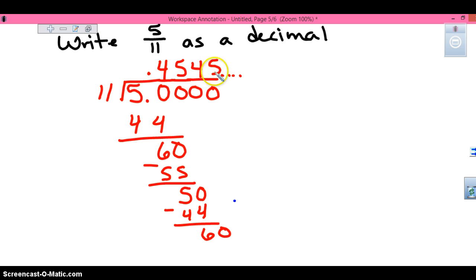4, 5, 4, 5. So we can write this as repeating 45, right? So 45 repeating. This line on top of the 4 and the 5 means that the 4 and the 5 repeat. 4, 5, 4, 5, 4, 5, on and on. So 5 over 11 is equal to 0.45 repeating.